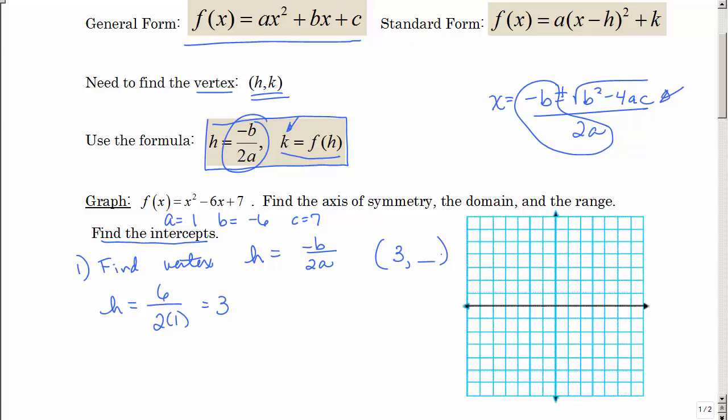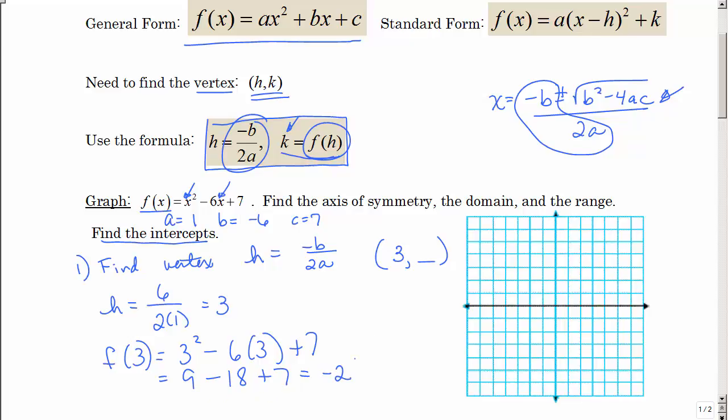Now how do I find the second half of that? Well, I go back to my function and I find f of 3. That's really what that means. F of h, what was h? It was 3. So I have to plug in 3 everywhere there is an x. So we have 9 minus 18 plus 7. That's negative 9 plus 7, I believe, is negative 2. So that is my vertex. So 1, 2, 3, down 2. That's my vertex.